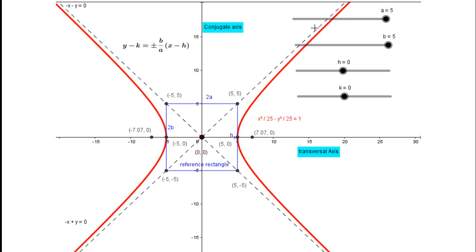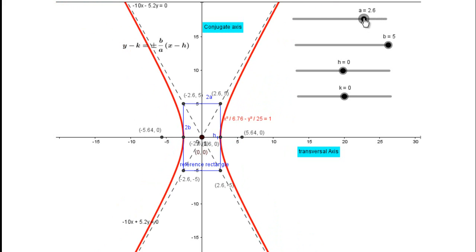We have two oblique asymptotes. To control these oblique asymptotes in this kind of hyperbola, you consider this reference rectangle. In this reference rectangle, this dimension is a, this dimension is a, this dimension is b, this dimension is b. And the slope of this line is b divided by a. It passes through the point, in this case 0,0, but it's not always 0,0, depending on the values of h and k.